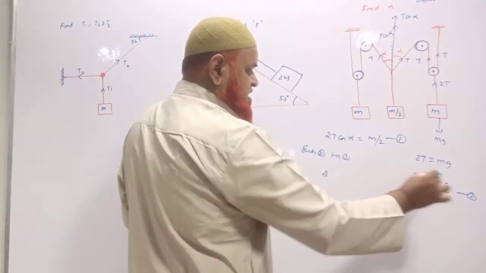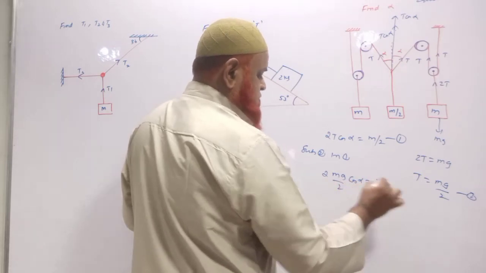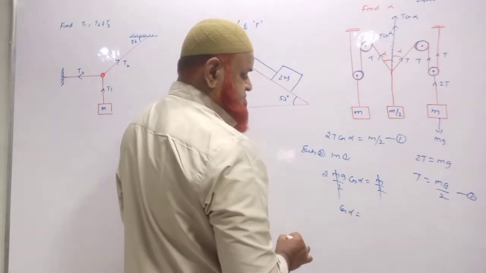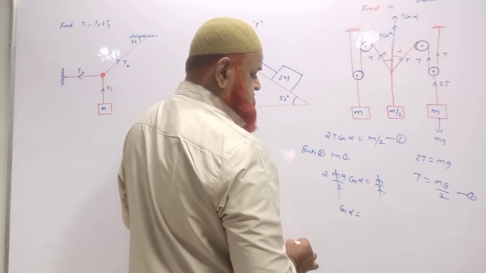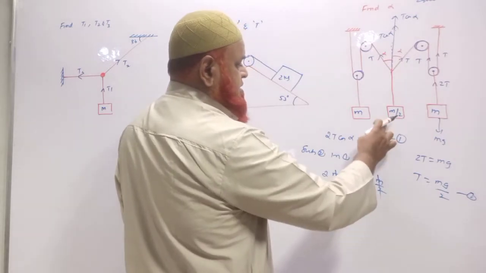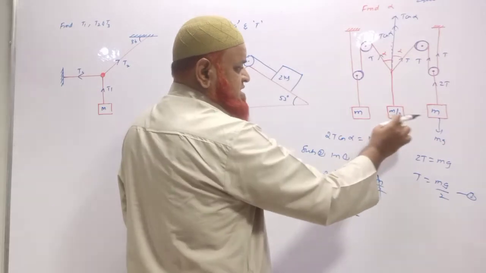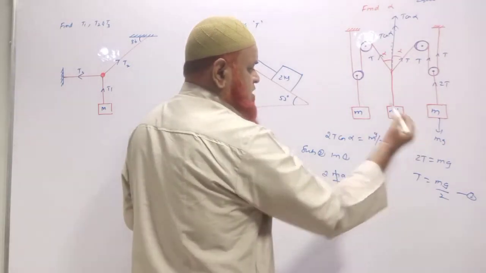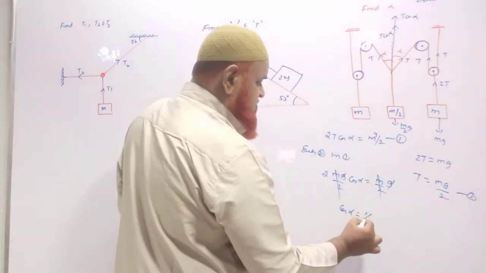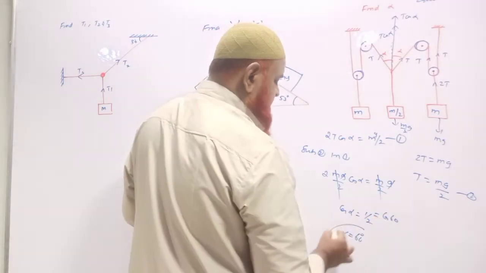So 2 into, instead of T, what are you going to write now? mg by 2 cos alpha is equal to m by 2. So m by 2 gets cancelled. Cos alpha is going to be how much? Yes? See here, 2T cos theta is equal to m by 2 into g. You have to consider this as downwards, take m by 2 g here also. So we will be getting m by 2 g here also. So g also gets cancelled. Cos alpha is equal to 1 by 2, which is equal to cos 60. So alpha is equal to 60 degrees. You got the answer.